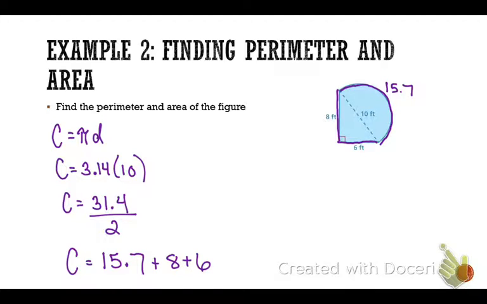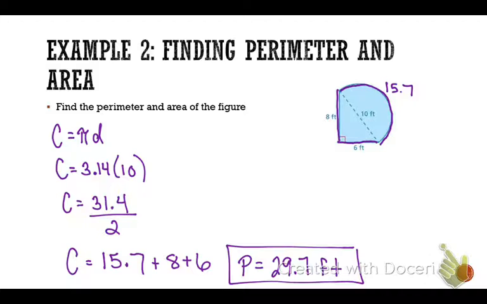is, all right, so perimeter equals 29.7 feet. All right, any questions there? So the triangle part was easy. I just added 8 plus 6. But the semicircle, I had to calculate that circumference and then add that to it.